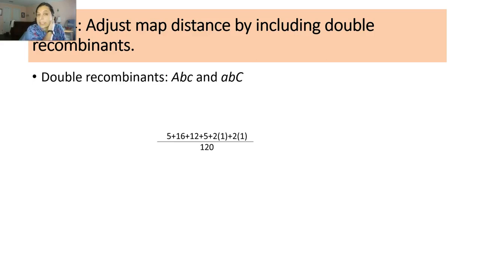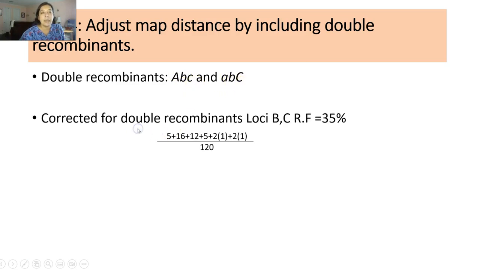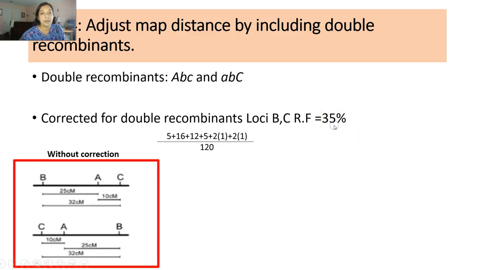Next, we need to also take into account the double recombinants where 2 recombination events happened. So to adjust our map distances, those are our big A, little b, little c, or little a, little b, big C, and then correct for those double recombinants. Because those are double recombinants, we multiply those by 2. There were 2 of them, and you multiply each one of them by 1, and then you recalculate our BC frequency, and you get 35%.